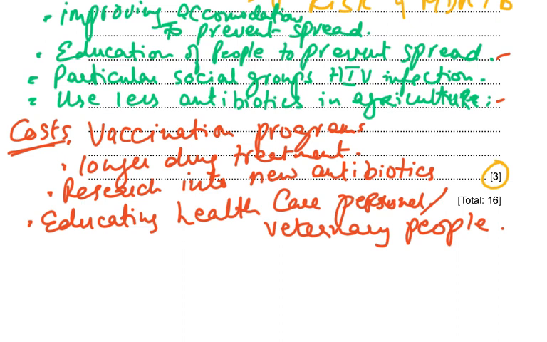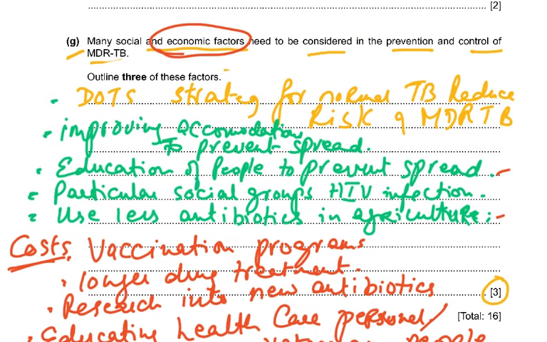Then educating the healthcare personnel and the veterinary people that, okay, if there is tuberculosis in the animals, if there's tuberculosis in the cattle, then you need to actually not sell the meat of that cattle and not sell the milk of that cow. So this is long term. There were many possible answers, but only the student who understood the question, that social and economic factors are to be considered in the prevention, spread and control of MDR-TB.